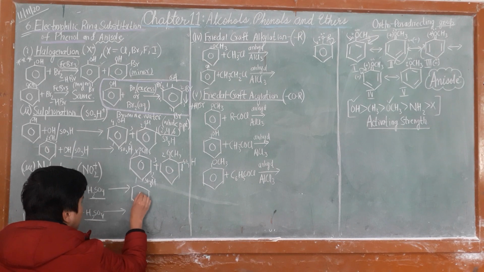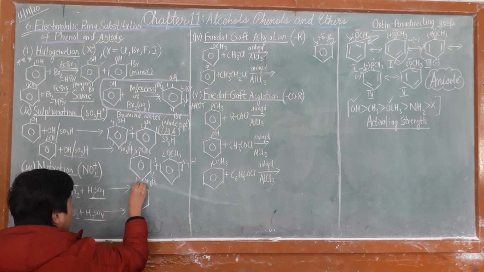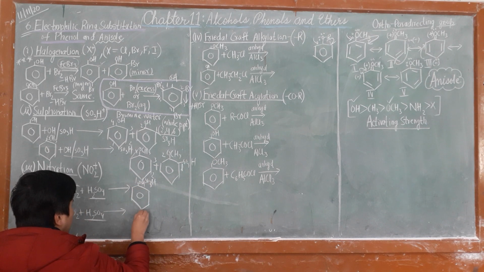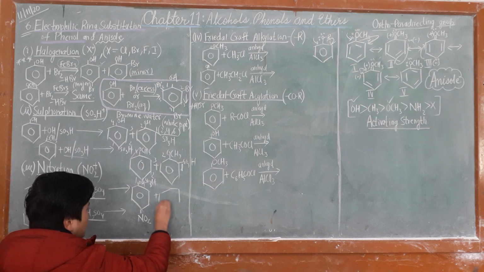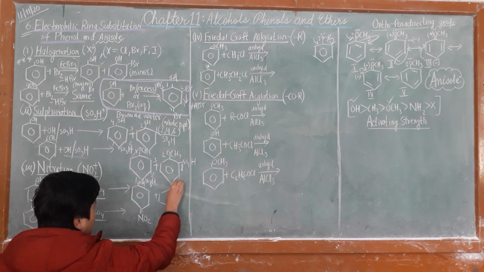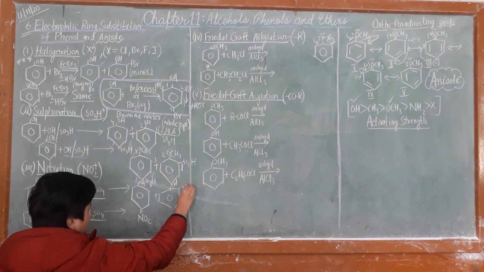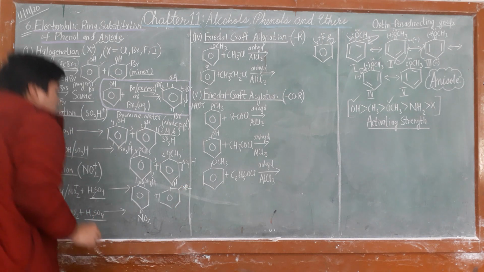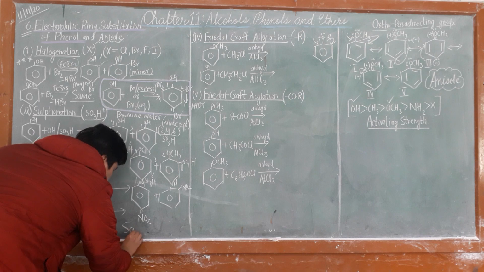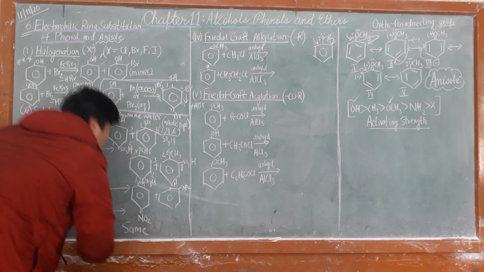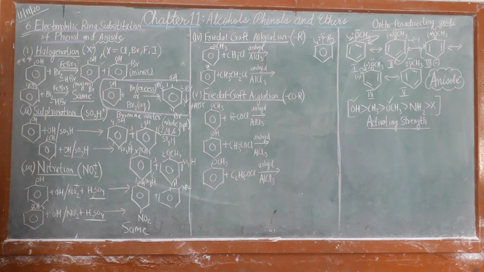What you will get here is benzene ring, phenol with OH, and on this side NO2. Then benzene ring with OH group and then NO2 group. So this is how it is done. You will get the same product in the second reaction as well.